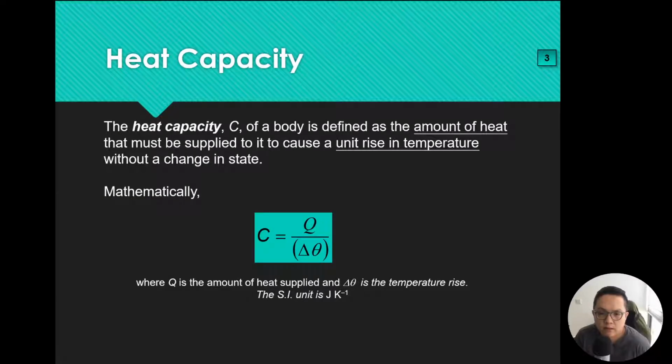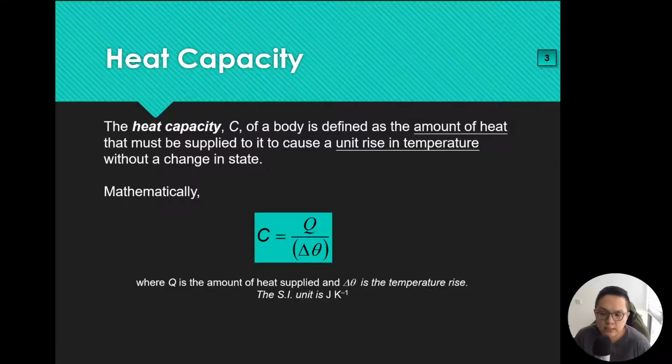Let's look at the first definition we have: heat capacity. Heat capacity C of a body is defined as the amount of heat that must be supplied to it to cause a unit rise in temperature without a change in state. There are some terms we need to take note of here. Amount of heat that must be supplied: how much energy must I give it to cause a unit rise, a 1 degree Celsius or 1 Kelvin increase in temperature, without a change in state? So if it's solid, it will stay solid. Gaseous will stay gaseous. Liquid will stay liquid.